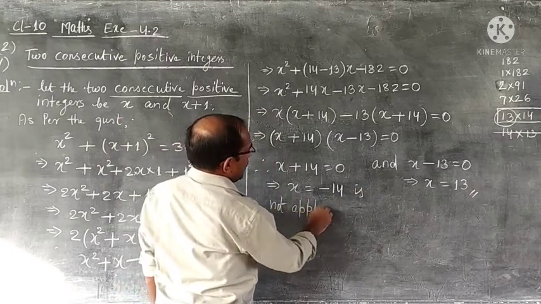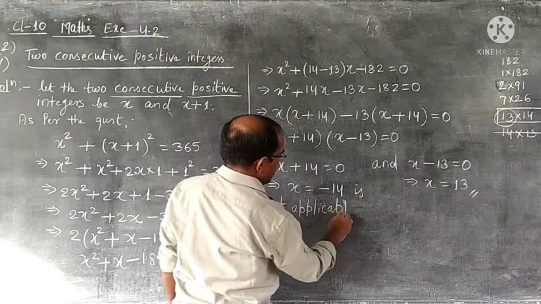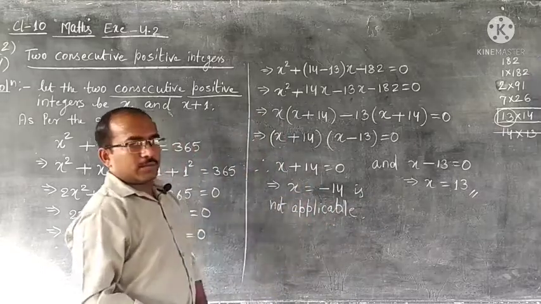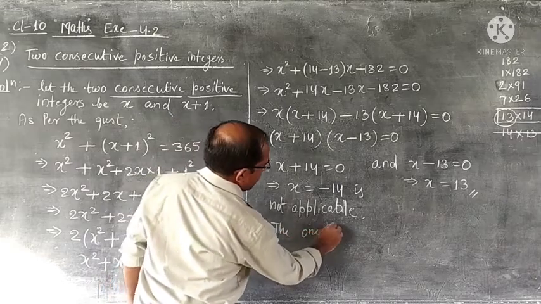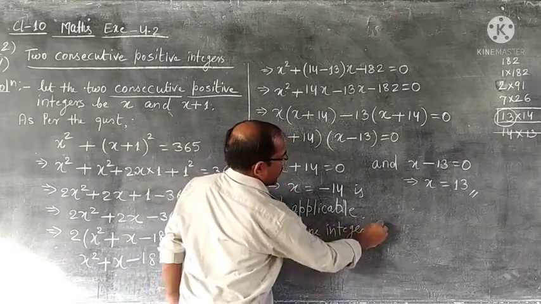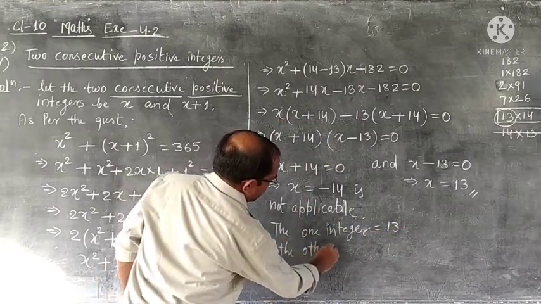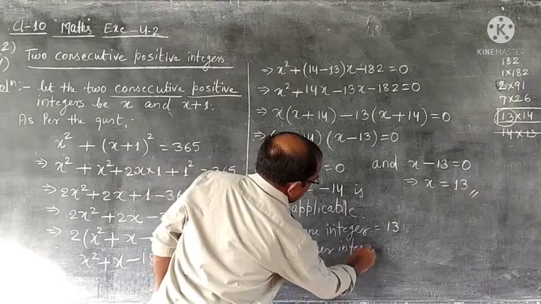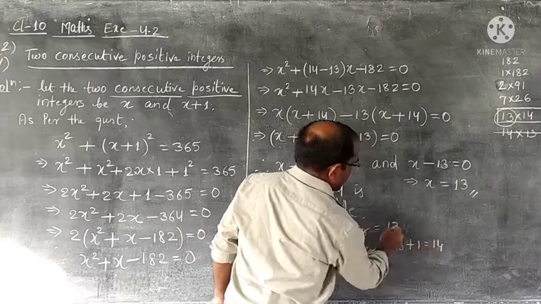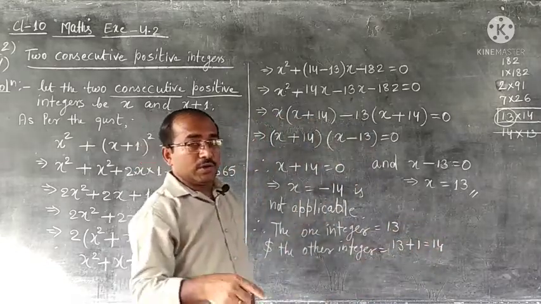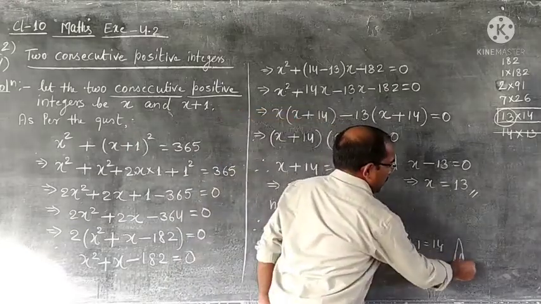Why is it not applicable? Because the question is talking about only positive integers. So this is not applicable. Therefore the first integer is 13, and the other integer will be what? X plus 1. That means 13 plus 1, 14. So 13 and 14 come consecutively. They are positive. If we multiply them, we get 182.